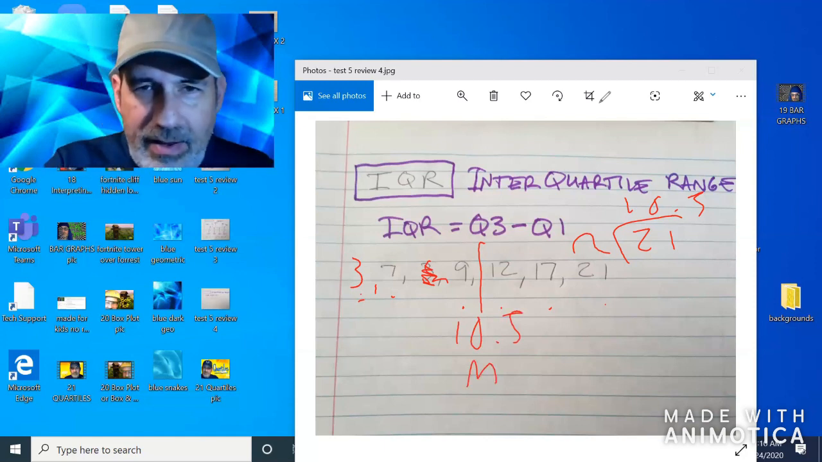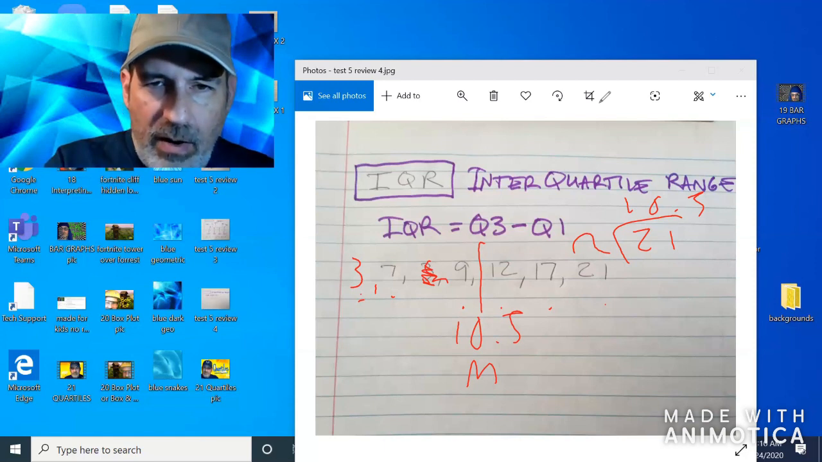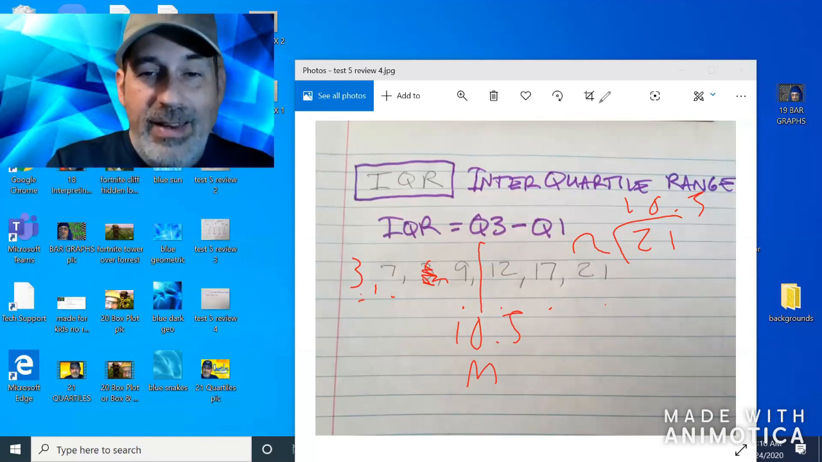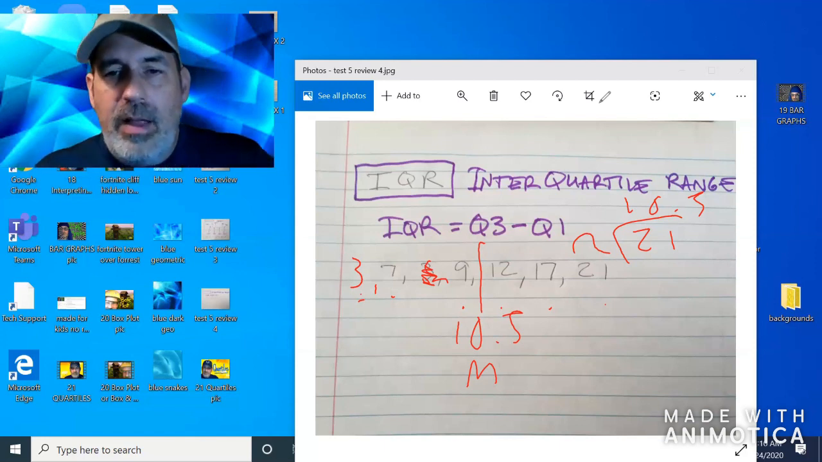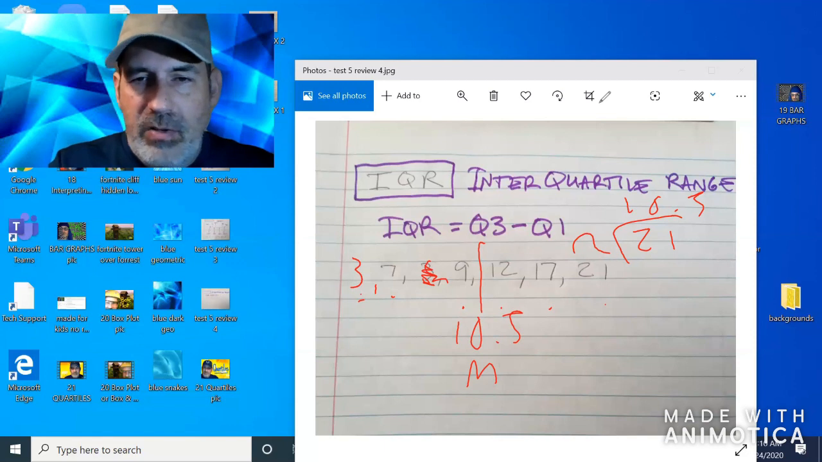Which I don't need to find. This is asking me to find the IQR. To do the IQR, I need to find the median first before I can find the quartiles. I've got to do quartile 3 minus quartile 1. Okay, so the IQR is how much is in between the middle 50%, okay?